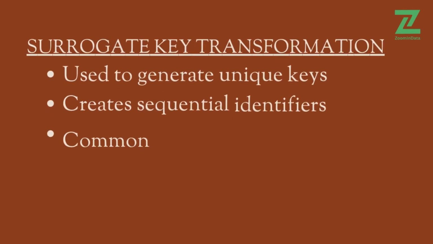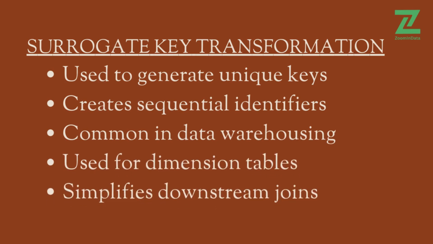Surrogate key transformation is used to generate unique keys. These keys are usually sequential identifiers. This transformation is very common in data warehousing. It is mainly used for dimension tables. Surrogate keys also simplify joins in downstream systems.